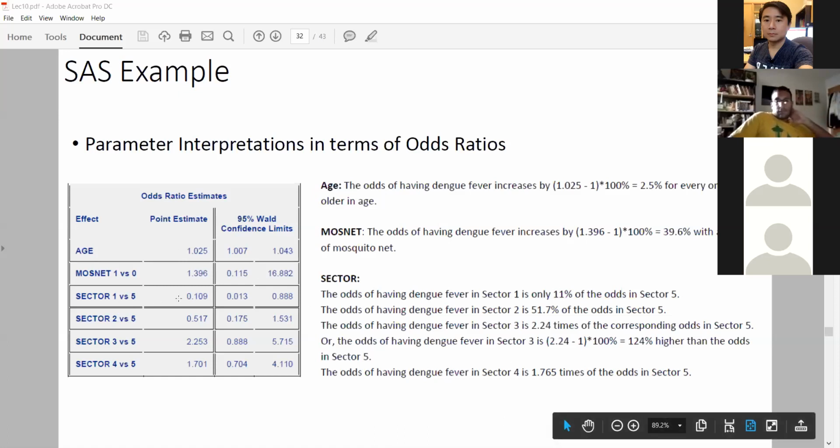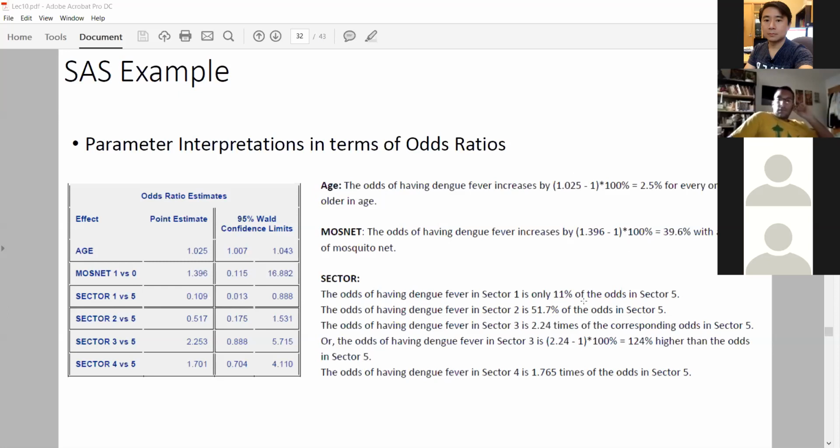If you have less than 1, you can say the odds of being in this sector 1 is 11% of that. So you don't have to use 1 minus this. Usually if you have greater than 1, you use this way. But if it's less than 1, that means your odds is not being increased. Your odds is actually a reduction. So you can just say this is 11% of that.